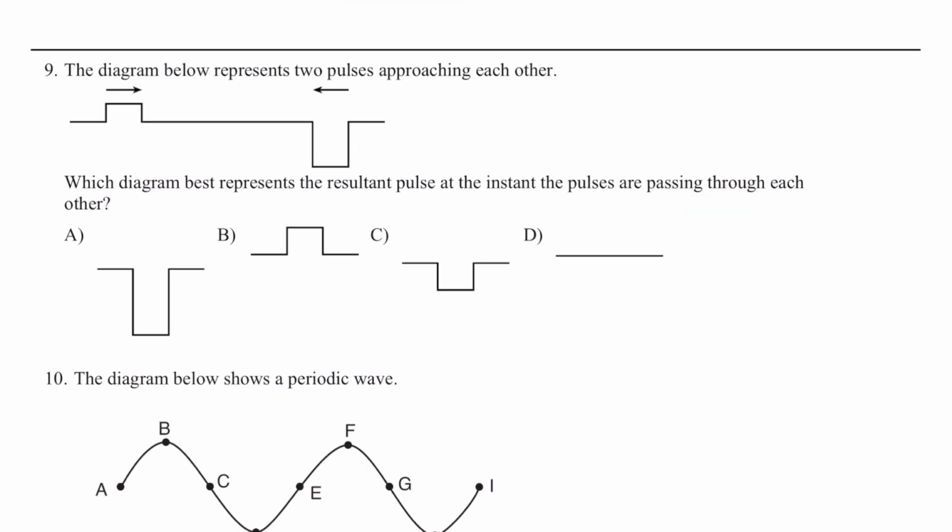Number 9. The diagram below represents two pulses approaching each other. Which diagram best represents the resultant pulse at the instant the pulses are passing through each other? So we just add the pulses together, and since they're moving in opposite directions, the resultant pulse will look smaller and be in the direction of the larger initial pulse. So the answer is going to be C. This one's kind of just like common sense.